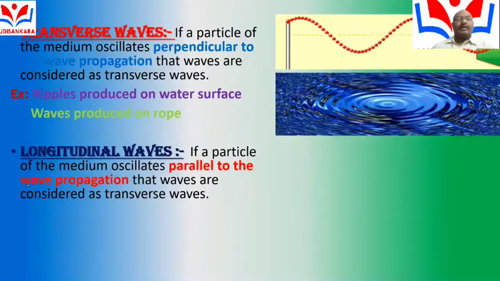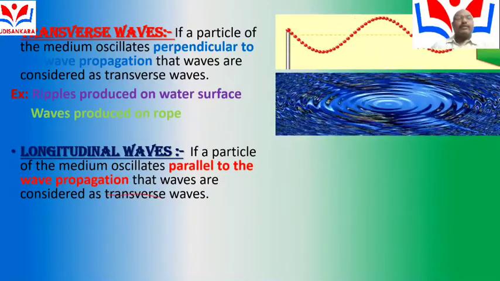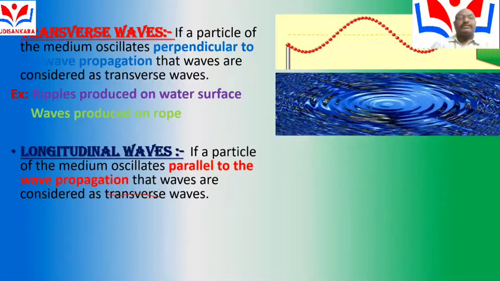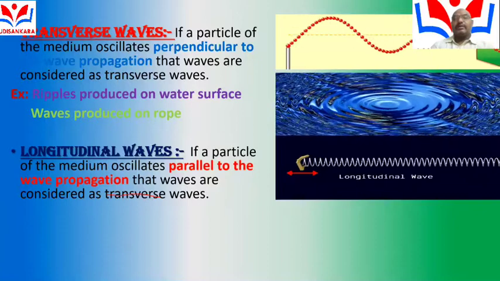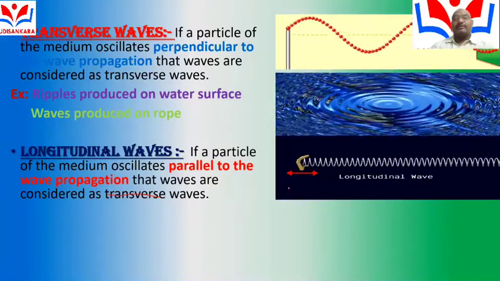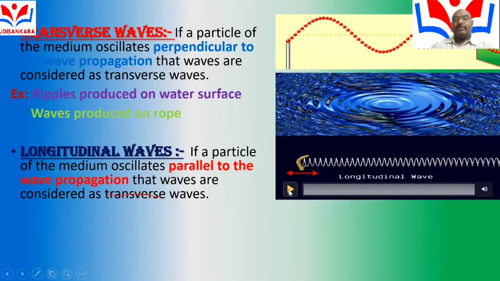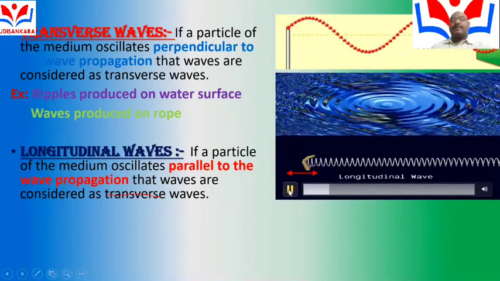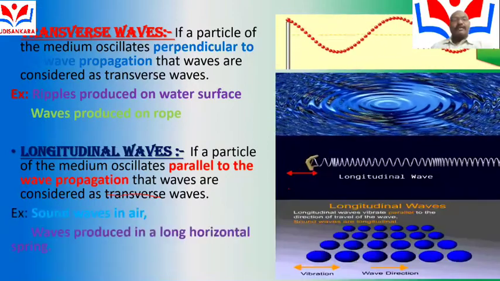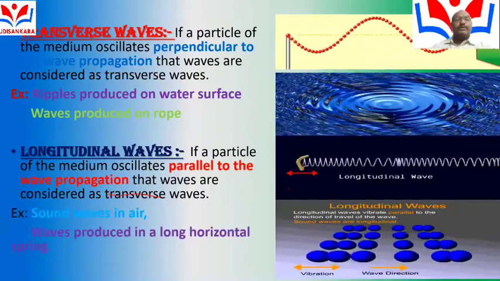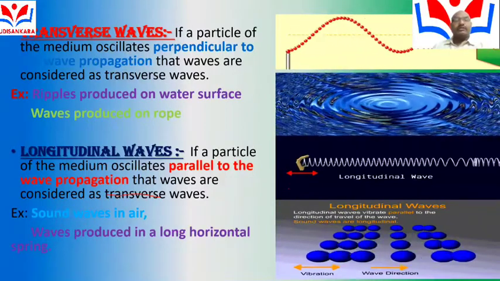Another type is longitudinal waves. If the particles of the medium oscillate parallel to the wave propagation, those waves are longitudinal waves. Longitudinal waves are parallel to the wave propagation. The best example of longitudinal waves is sound waves in air, and the waves produced in a long horizontal spring.